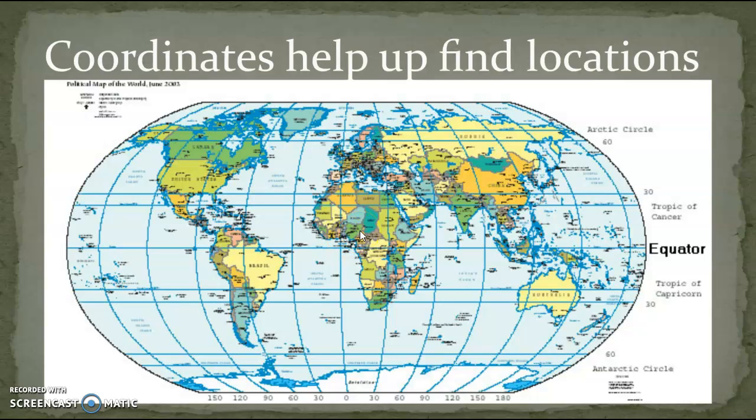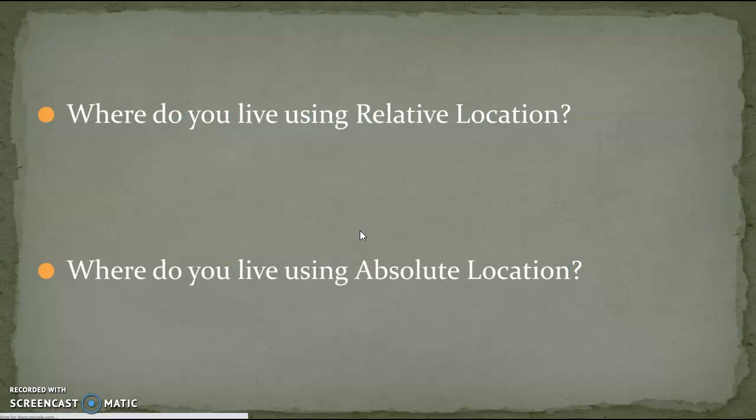So coordinates, also known as longitude and latitude lines, help us to find the exact location. So it helps us find the absolute location of a place. Where do you live using relative location? Where do you live using absolute location? How would you use that?